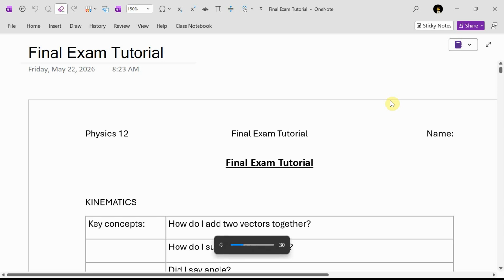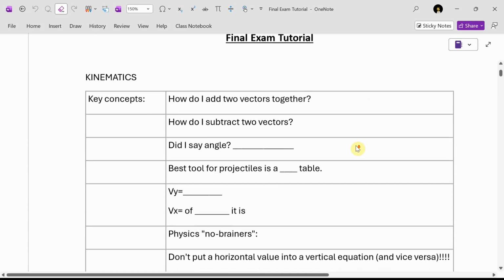So let's review kinematics and hopefully forces. I'm going to be watching my clock and I'm going to get as far as I can. So some key concepts that we talked about in kinematics.